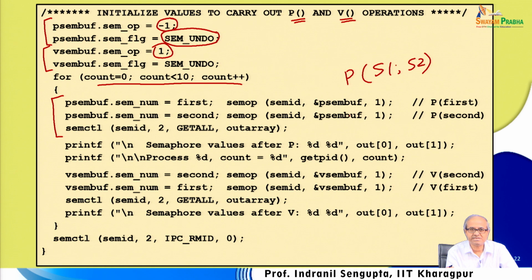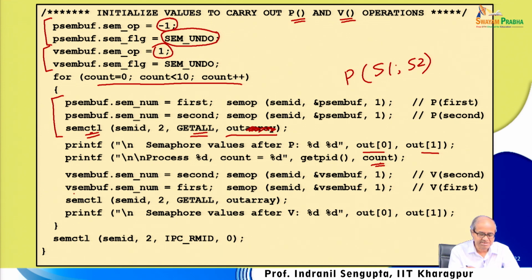Then after this you can carry out a SEMCTL operation to again read the values of the semaphores using the GETALL command. It will store them in an array. You can print those values. This will be actually out, not out array, just out. So, you are printing out 0 and out 1, and you are printing the value of count. Let us say count is part of the critical section.